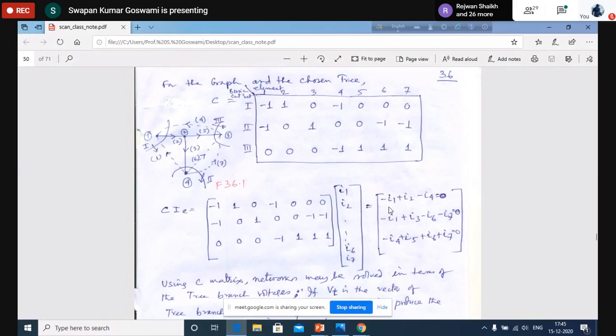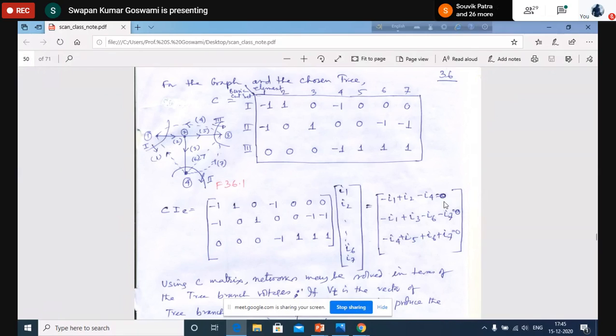Okay, minus I1. Why is it minus I1? Because this current I1 is opposing the cut set direction. That's why minus I1 plus I2, cut set direction and element direction same, minus I4, element direction and cut set direction opposite. That's why minus. So sum of all elements of the cut set, what is the summation of this current? All these branches are connected at this node 1, means summation of current is bound to be 0.